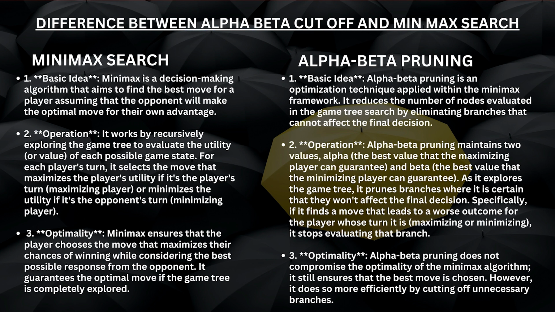decision. Second, operation. Alpha beta pruning maintains two values: alpha, that means the best value that the maximizing player can guarantee, and beta, the best value that the minimizing player can guarantee. As it explores the game tree, it prunes branches where it is certain that they won't affect the final decision, especially if it finds a move that leads to a worse outcome for the player whose turn it is, maximizing or minimizing. It stops evaluating that branch. Third, optimality. Alpha beta pruning does not compromise the optimality of the min max algorithm. It still ensures that the best move is chosen. However, it does so more efficiently by cutting off unnecessary branches.